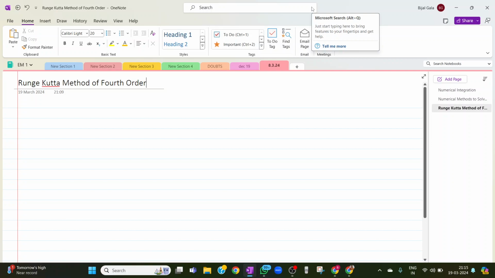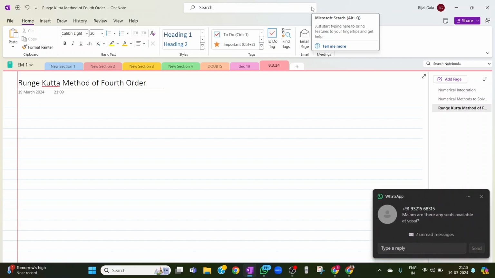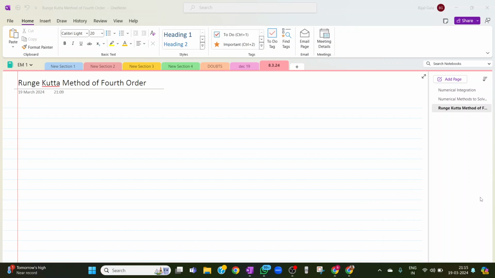Last lecture, we completed Euler's method and Euler's modified method to solve differential equations, given some initial conditions. The second, Euler's modified method, is also called the Runge Kutta method of second order. Today, we are going to learn the Runge Kutta method of fourth order. The practice will remain the same.